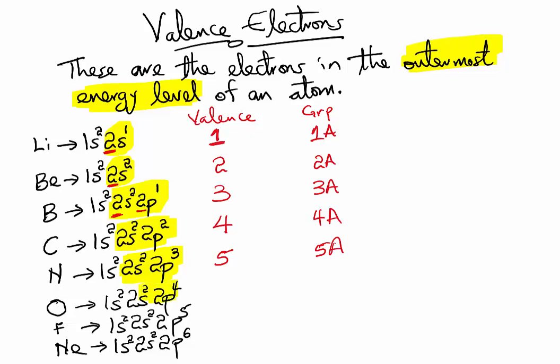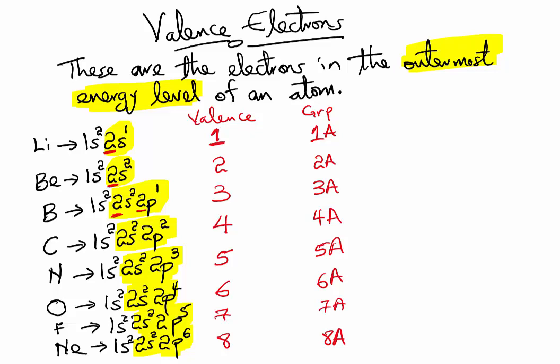Oxygen has 6 valence electrons, and that is why it is in group 6A. Fluorine has 7 valence electrons, and that is why it is found in group 7A. And lastly, neon has 8 valence electrons. That is why it will be found in group 8A.